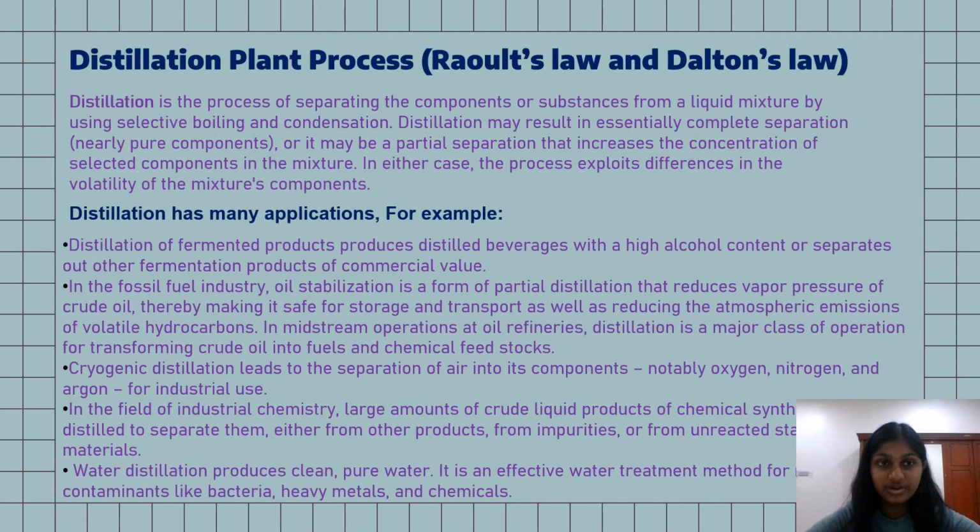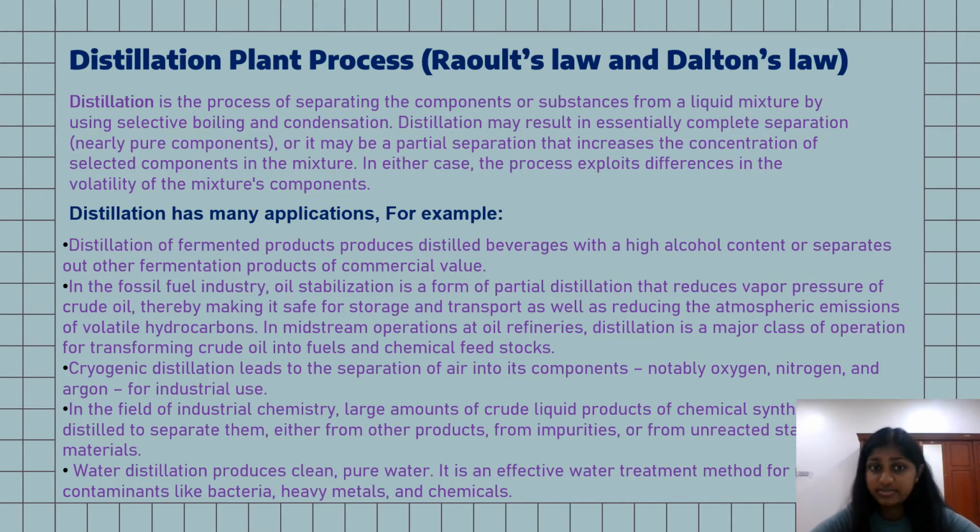Now I'm going to further explain the distillation plant process. Basically, distillation is the process of separating the components or substances from a liquid mixture by using selective boiling and condensation. Distillation may result in essentially complete separation, nearly pure components, or it may be partial separation that increases the concentration of selected components in the mixture.